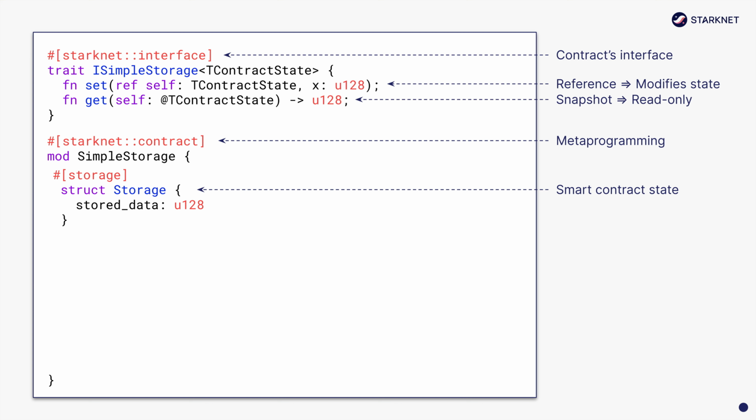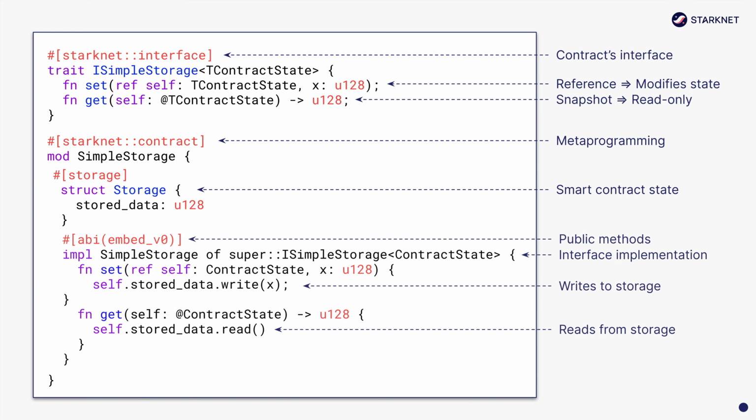Finally, to define the logic of each method, you have to create an implementation annotated with the attribute ABI embed v0. This attribute tells the compiler that the methods are public and can be called by any user or smart contract. The v0 is just a way to future-proof how selectors are created without breaking older code.